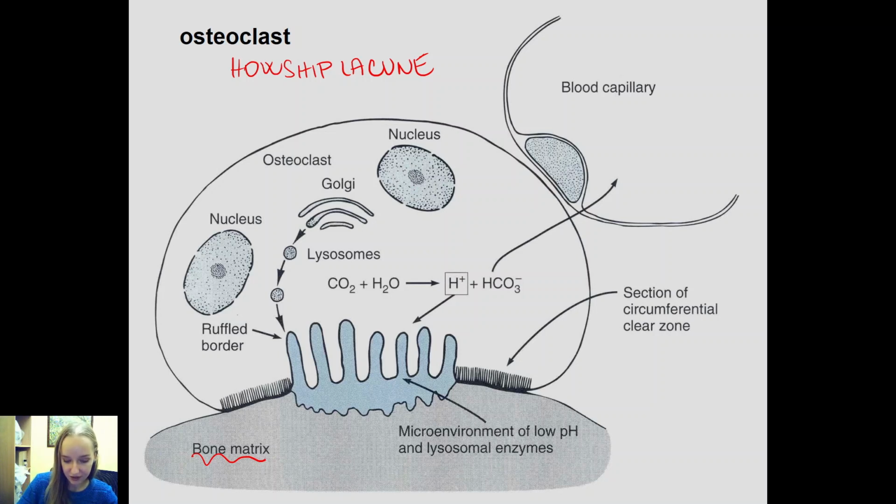And it's not an enclosed space like a normal lacuna. It's just like half of a lacuna, or I don't know how to explain it, but it's just a depression. So they're not covered by anything. At the point where the osteoclast is adjacent to the lacuna, a wavy rim is formed.